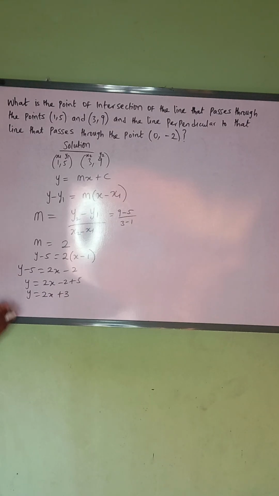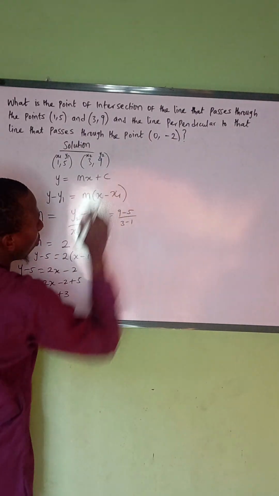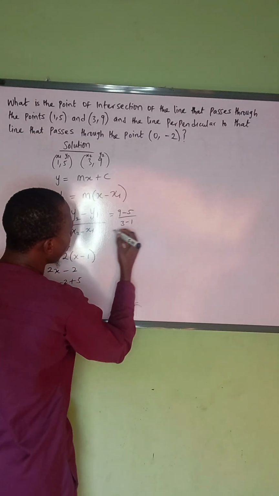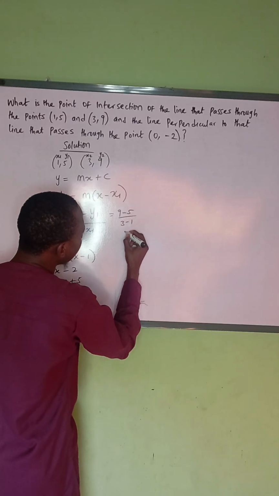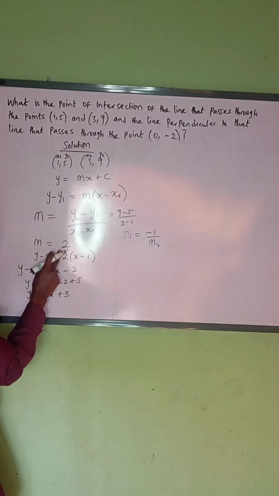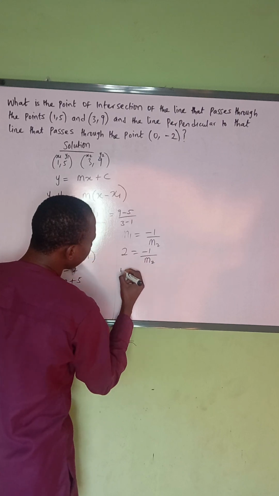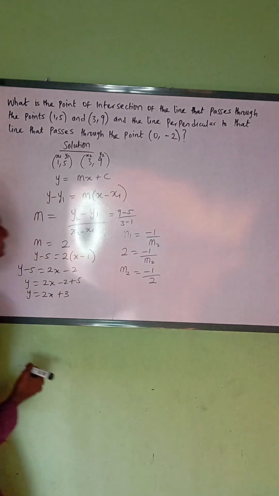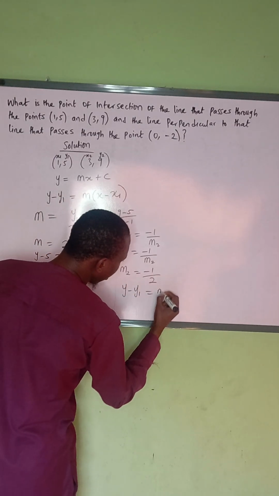Now we need to determine another equation of the line, which is perpendicular to this line and passes through this one-point form. Now how can we do that? Since we need the condition for perpendicularity, we need to determine our second gradient, m2. m1 is equal to -1 over m2, and we have the first gradient as 2. So 2 will be equal to -1 over m2. So automatically our m2 will be equal to -1 over 2.